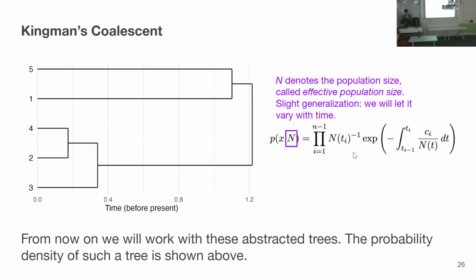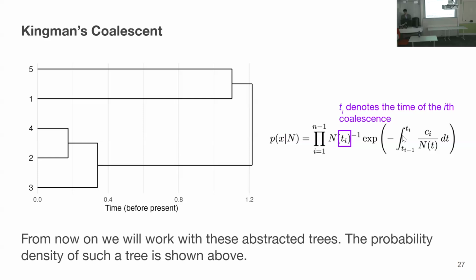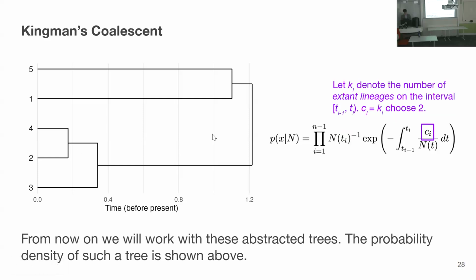And that is why we end up picking up this integral in the probability density function, in that the waiting time till the next event, when it follows an exponential distribution with time varying rate, actually picks up this integral in the exponential. Then I'll let Ti denote the time of the ith coalescence. So for example, moving backwards in time, the first coalescence occurs at this point, which is somewhere between 0.1 and 0.2 units back in time. The second coalescence, or T2, occurs at this point, and so on and so forth.